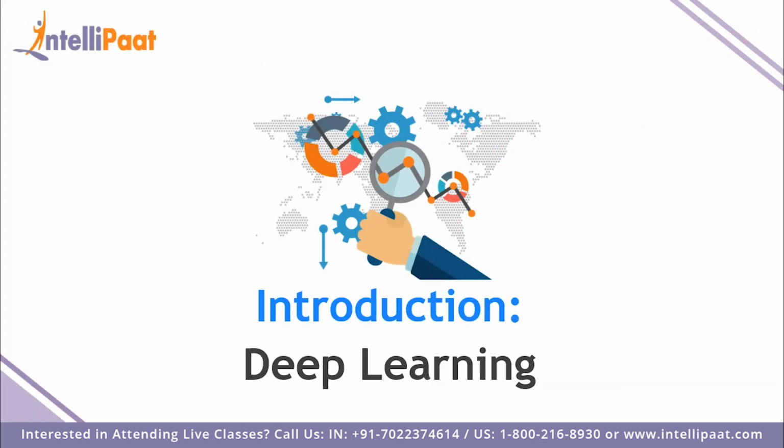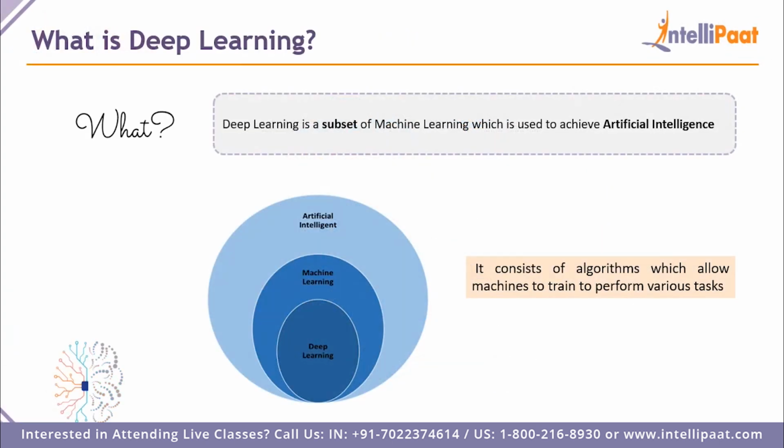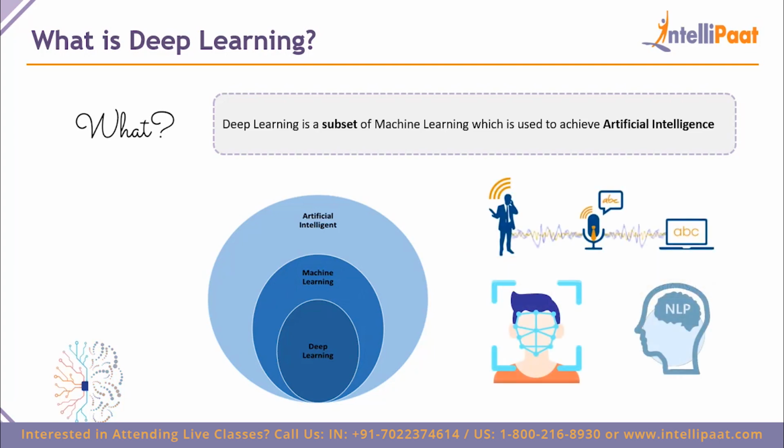So coming to the quick introduction about deep learning. Well, what is deep learning? Deep learning can be said as one of the subsets of machine learning, and machine learning pretty much is a subset of artificial intelligence as well. But what you have to know at this point of time is that deep learning and machine learning are both used to achieve artificial intelligence at the end of the day. And deep learning pretty much consists of all the algorithms and tweakings of these algorithms, which will basically allow machines to train and perform various tasks at the same time. It can be speech recognition, image recognition, natural language processing, which is NLP, and much more at the same time.